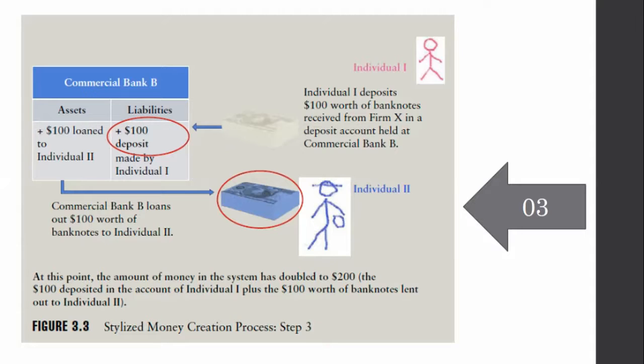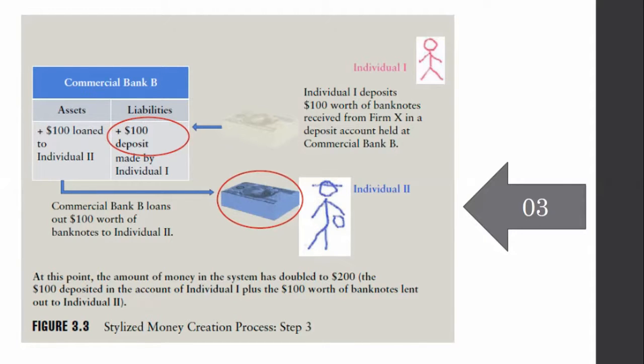Now the new bank comes to the story, Commercial Bank B. So when this individual one goes to the bank and deposits the money, that deposit is a liability for the Commercial Bank B. Why? Because the bank is liable to pay back the deposit whenever the individual one asks for it. So that's why we record it in the liability side. So the liability of the Commercial Bank B will increase by $100, right?